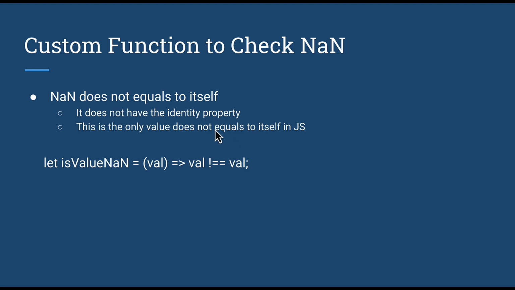So at the beginning, I mentioned, and I have shown you, NaN does not equal itself. So we can say it doesn't have the identity property. Using this special behavior, we can write a simple function to check whether a given value is NaN or not. You can see this function is a very simple one. It checks whether the given value is equal to itself. That's it. Let me go to the console and show it.